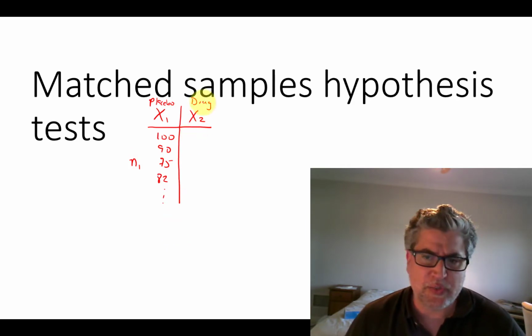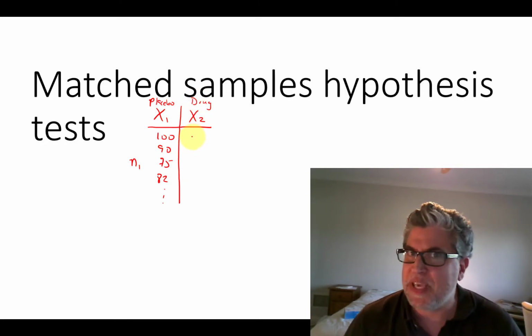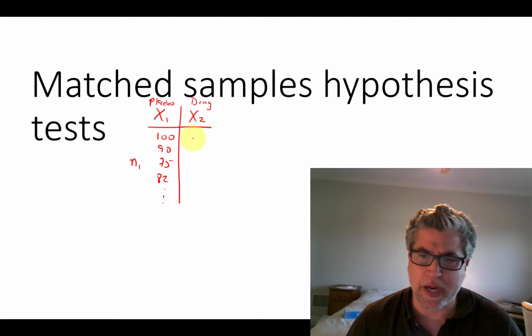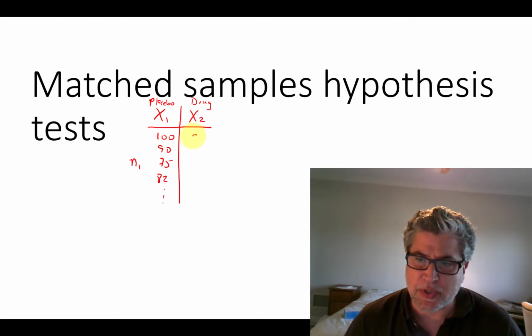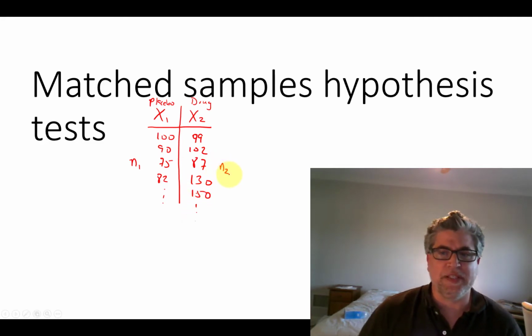And then for x2, we had a certain group of people that took the drug, and they have slightly different numbers. But these are different people, and that's kind of the critical part here. So let's say this person has 99, 102, 87, and 130, and 150, and so forth. And there were n2 of these.